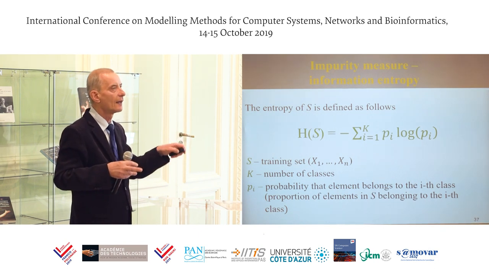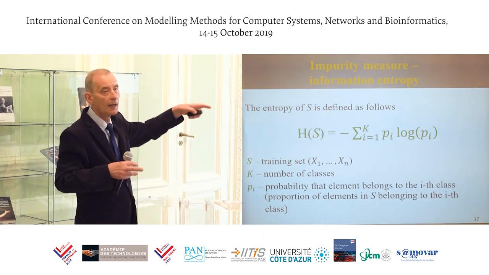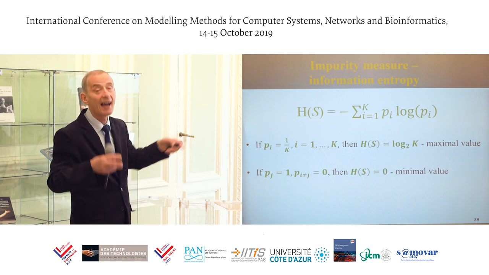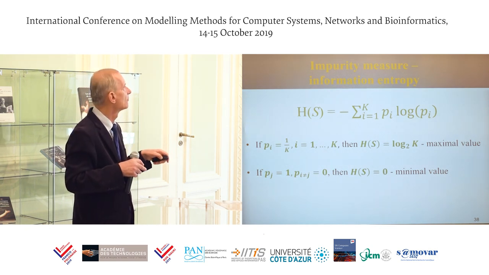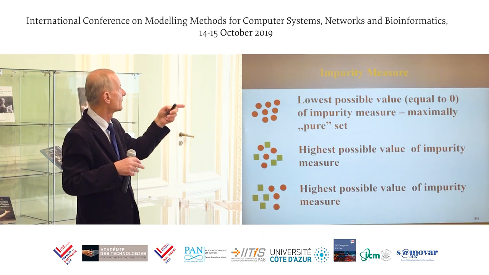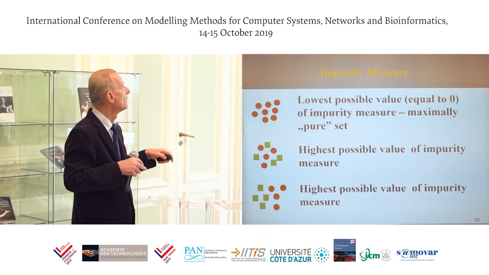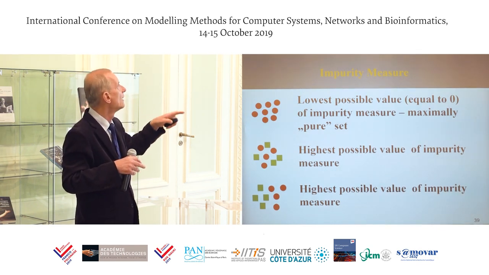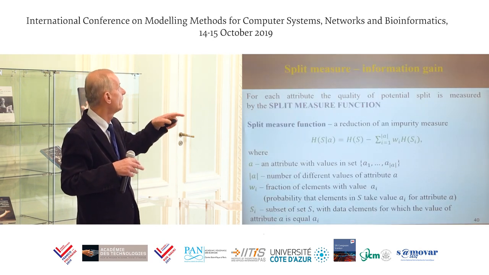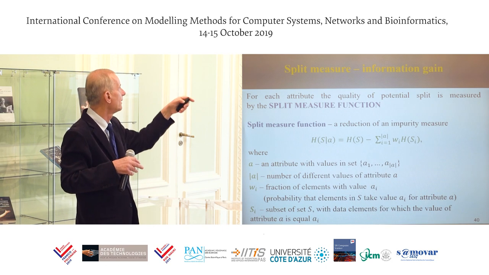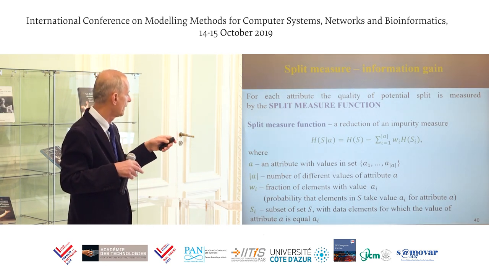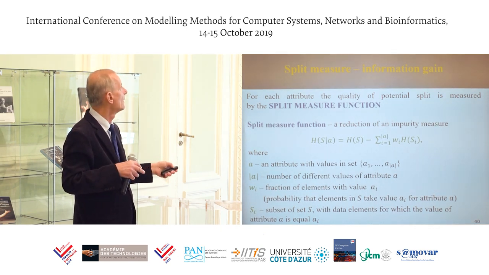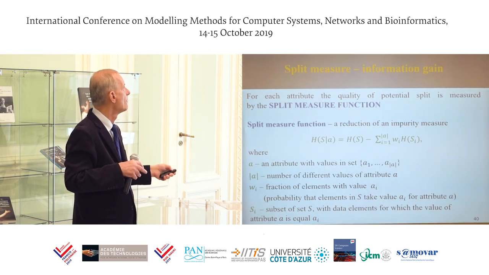You should know the formula for entropy. This is the formula which is used in designing decision trees, and entropy is called an impurity measure in the context of decision trees. And of course, we know when we have the lowest possible value of this impurity measure, and when we have the highest. Another terminology in this area is the split measure, which is a reduction of an impurity measure.